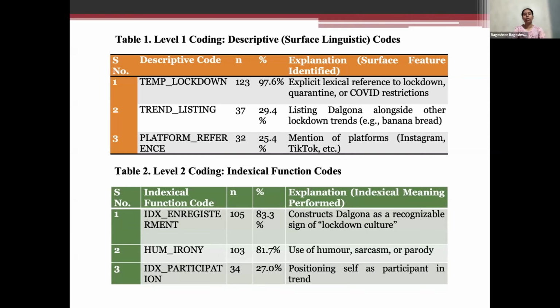Similarly, in level 2 coding, I talk about indexical function codes. So for example, the first entry, IDX and register meant. Here IDX means indexical, and its meaning is how the post constructs Dalgona as a recognizable sign of lockdown culture, so how that meaning is enregistered. That's how I have prepared the codes. There are around 40 codes in total.